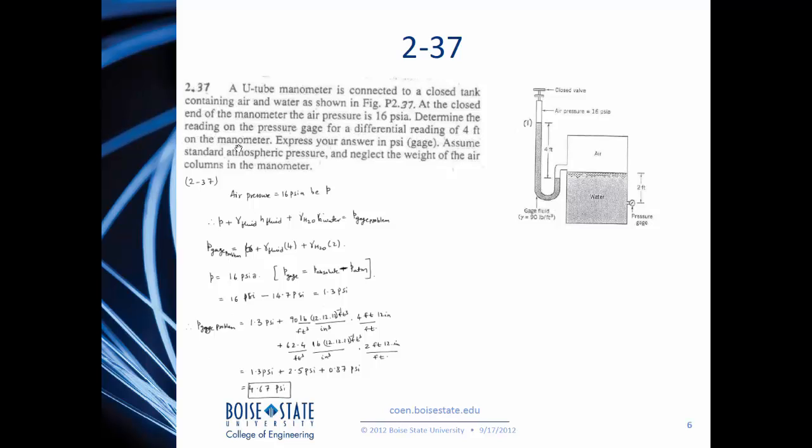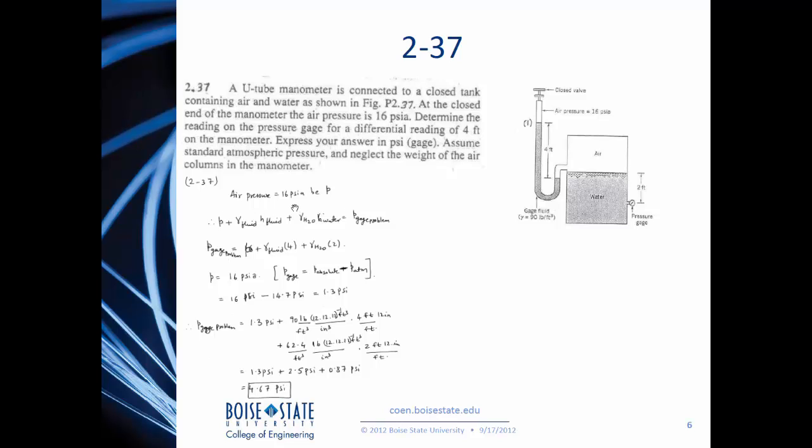differential reading of 4 feet on the manometer, which is this reading of 4 feet. So you're asked to find the pressure gauge reading here. You're asked to express your answer in psi gauge. You're also asked to assume standard atmospheric pressure and neglect the weight of the air columns in the manometer. And this is typically the case because the density of air is so low compared to water.